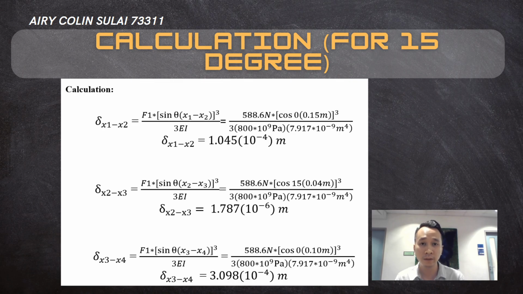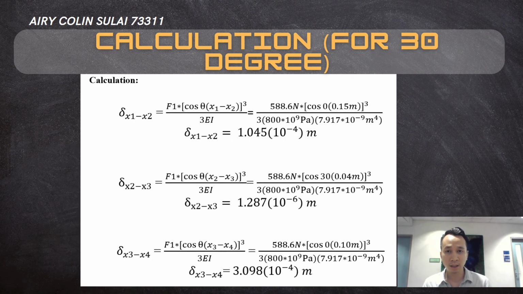Next, for the 15 degree sole of the spike shoe, this is the calculation. As we can see, the deflection is quite lower than the previous one, which is 0 degree. And this is the final value of the deflection for each section.